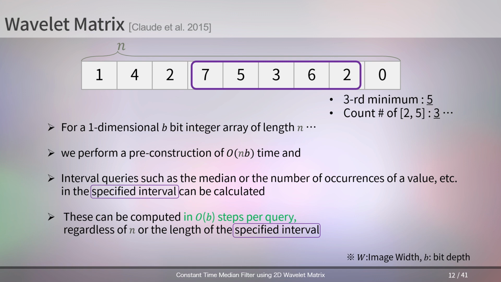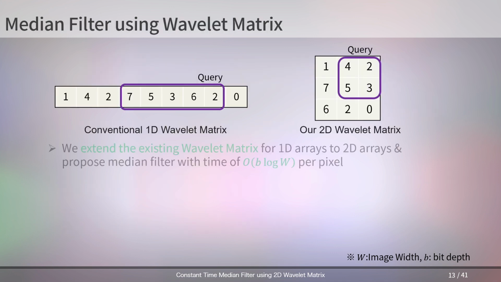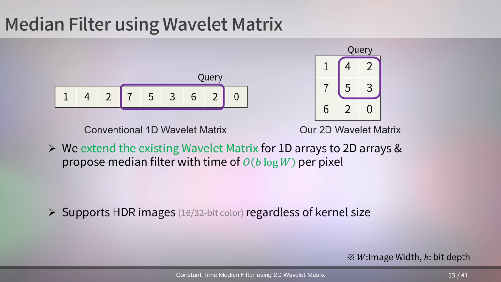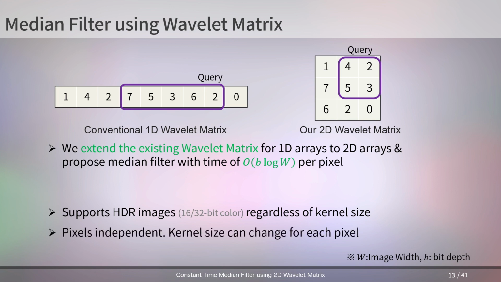Because of these features, the wavelet matrix has been mainly used in the fields of string search, database search, DNA analysis, and competitive programming. In this research, we extend the existing wavelet matrix for 1D arrays to 2D arrays and propose a median filter with order b log w time per pixel. This supports filtering in constant time for HDR images as well. Since each pixel is completely independent, this method can be parallelized per pixel on a GPU, or the kernel size can be changed on a per pixel basis.